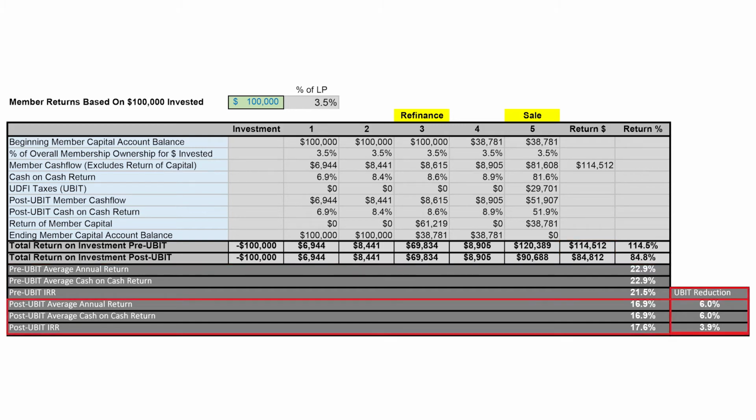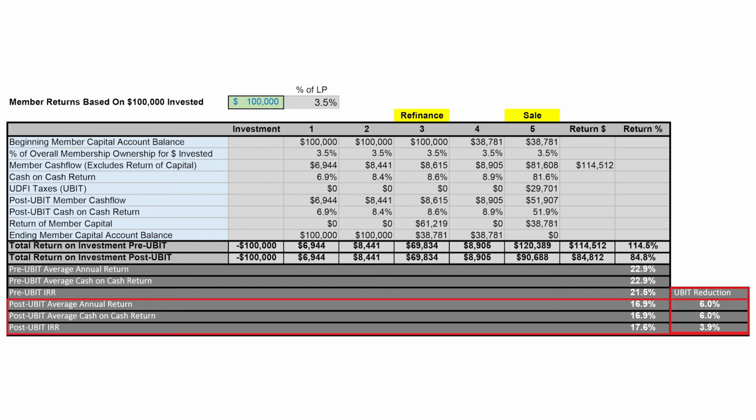Now it's time to focus on the effect that UBIT taxes had on a self-directed IRA investment. While taxes reduced annual returns by 6%, we are still realizing a return of 16.9%, which over the span of 5 years is still a great outcome. And when looking at IRR, we see that returns are even better, only being reduced by 4%.